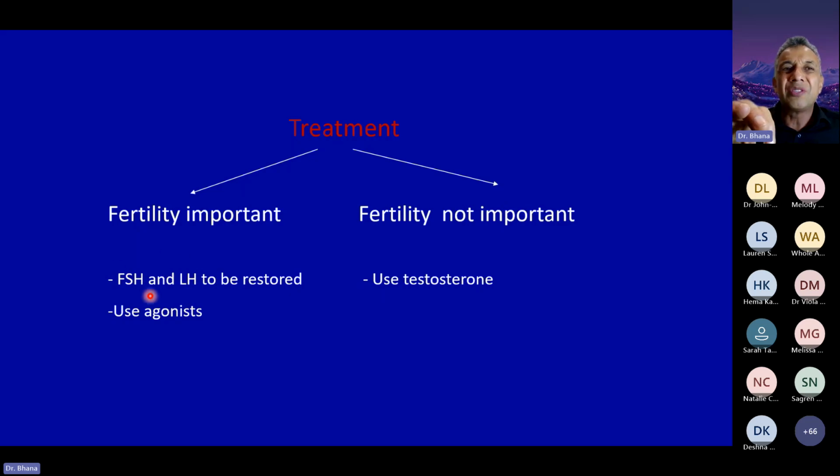So you have to use agonists. This is not the talk for that. A talk on fertility, either for females or males, is a talk on its own. So here, once the person says, listen, I'm done with the family, I don't really need a family, then you will replace the testosterone.